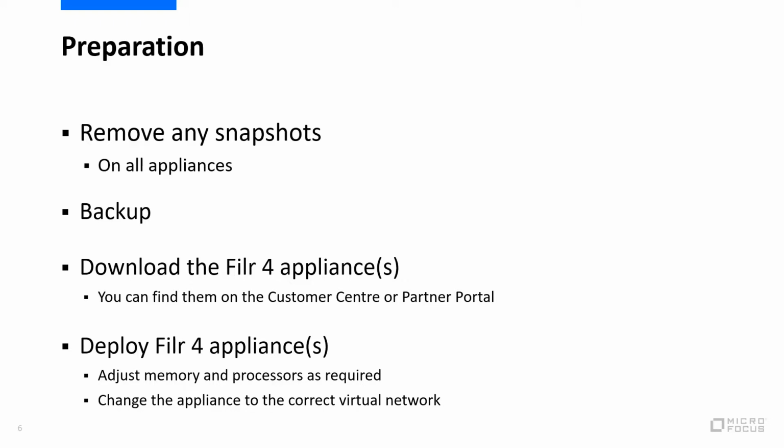Make sure that you've backed up your existing appliances. What we're going to do is non-invasive and you can continue running them as they are, but just to be on the safe side, I always do a backup. Download the new Filr 4 appliances. You can get those from the customer center and download those. So in this case, what we're talking about, by the way, is just the web appliance and the search appliance.